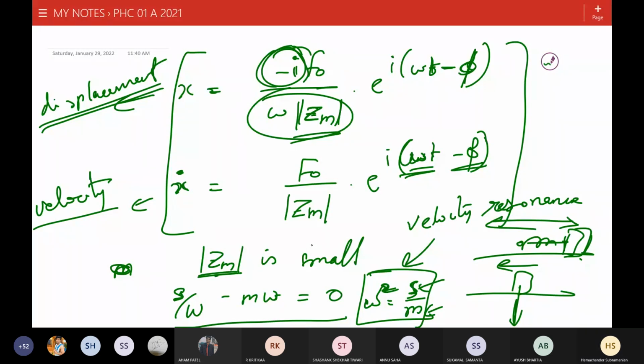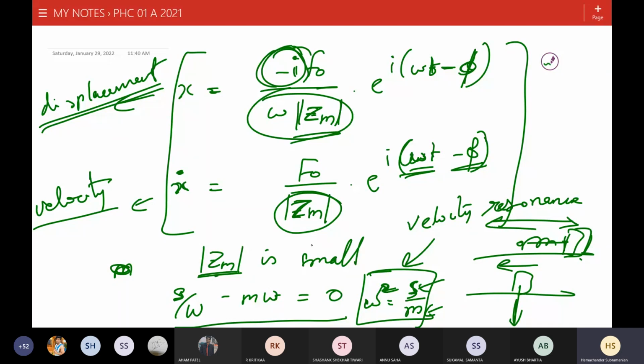So if the object is moving in a certain direction, the force is being applied in the same direction, so the velocity increases, and you get maximum velocity. If velocity and force are in phase, the velocity increases. That's obvious, isn't it? You get that from the equation, by minimizing Zm.